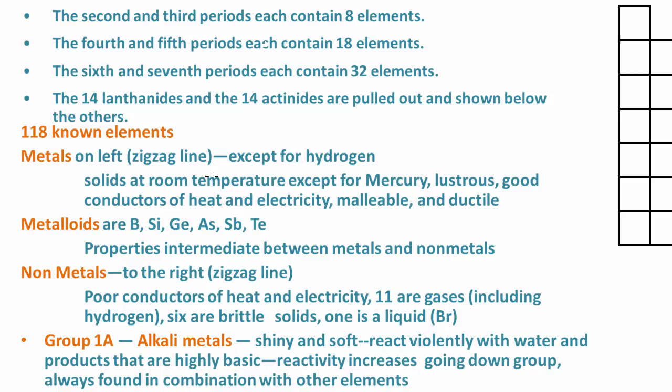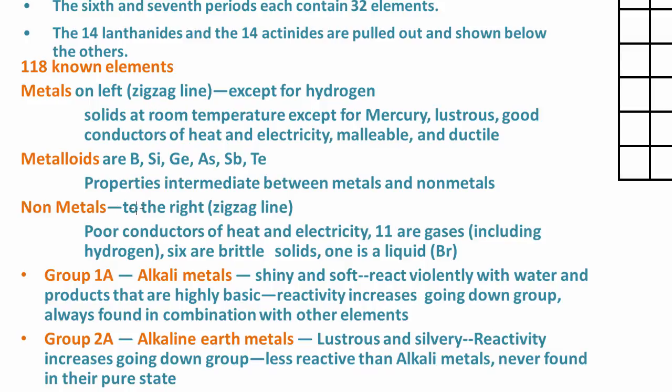Some properties of metals. They're solids at room temperature, except for one, and that is mercury. Mercury is a liquid. Metals are lustrous. They're great conductors of heat and electricity. I mean, think about it. We use copper wire, right, to conduct electricity. And they're malleable and ductile. By malleable, we mean that they can be pounded into shapes. By ductile, we mean that they can be drawn into wires, like copper wire.